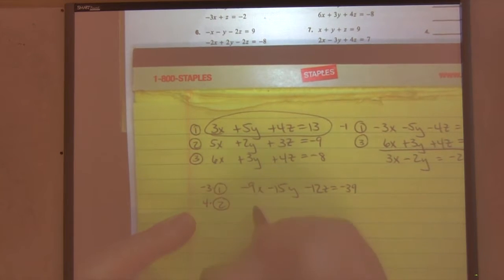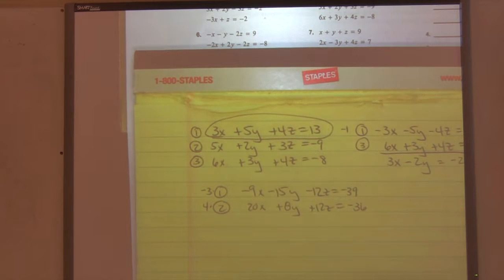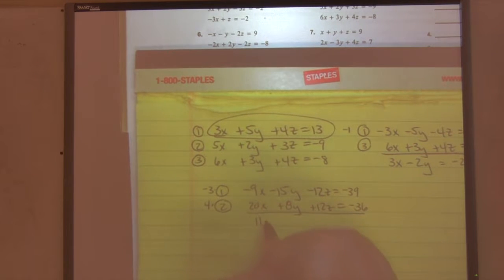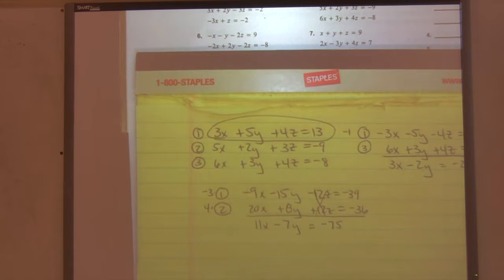And then 4 times the second equation, so we get 20x plus 8y plus 12z equals negative 36. And when I add those together, I get 11x minus 7y, the z's cancel, and we get a negative 75. So now I have two equations with two variables, and now I need to get down to one equation with one variable. So again, I'm going to get opposites, and I'm going to make the y's opposite because they both go into 14. So that means I'm going to have to multiply this first equation by 7.